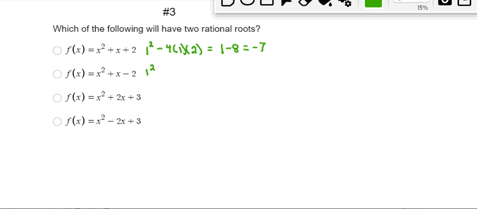Let's look at this one. We have 1 squared minus 4 times 1 times -2. So now we've got 1 plus 8 equaling 9. That's a positive number, but what does that mean? Does that mean I'm going to have rational roots or 1 real root? Well, we have to remember, if we've got a perfect square discriminant, then we're going to have 2 distinct real roots, but they're going to be rational. So this one is going to have 2 distinct rational roots.